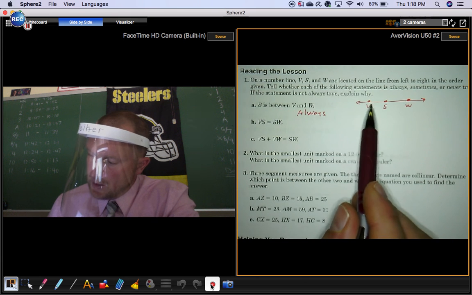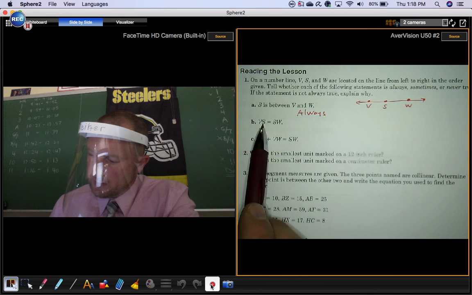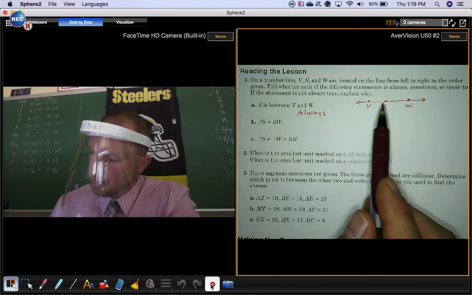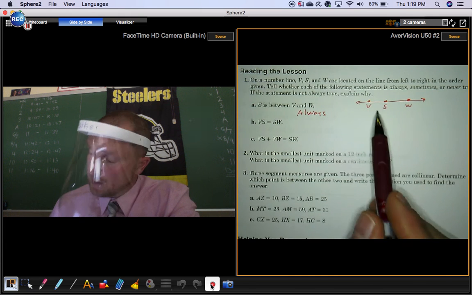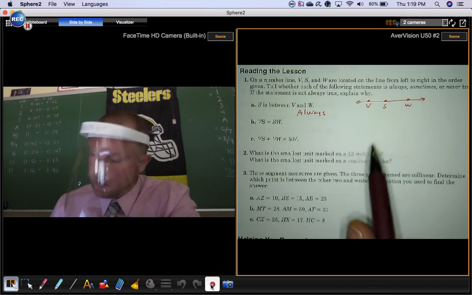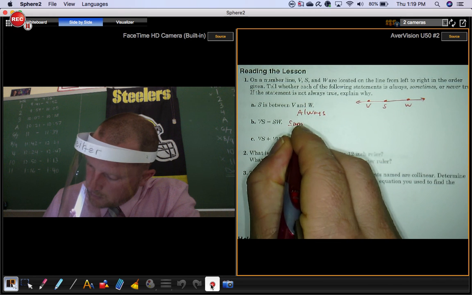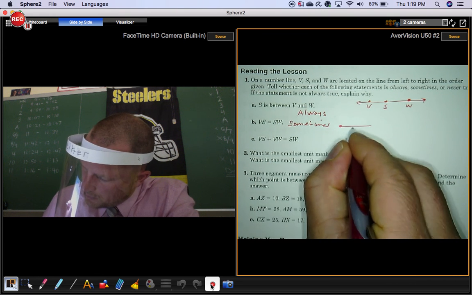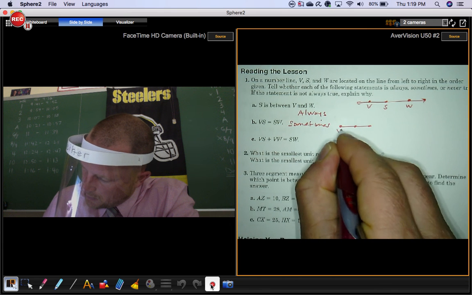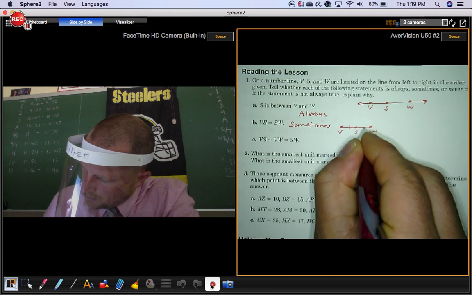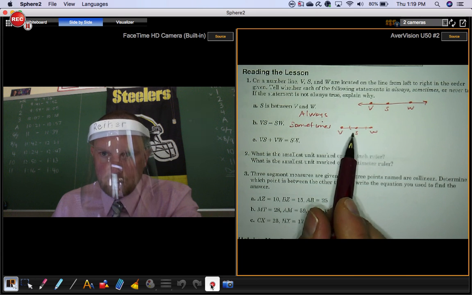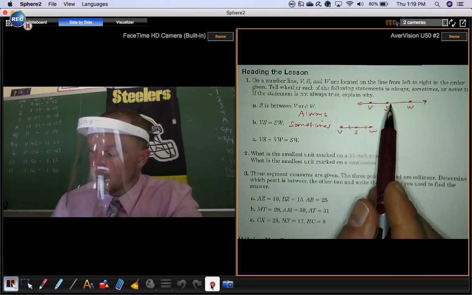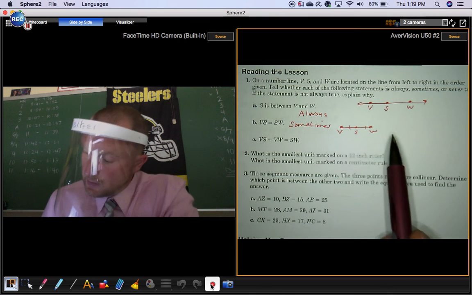Part 2. This distance, V to S, is that equal to this distance, S to W? It could be. The way I drew it, definitely not. So it could look like this. It could look like this, where S is not directly in between. S is not the midpoint.